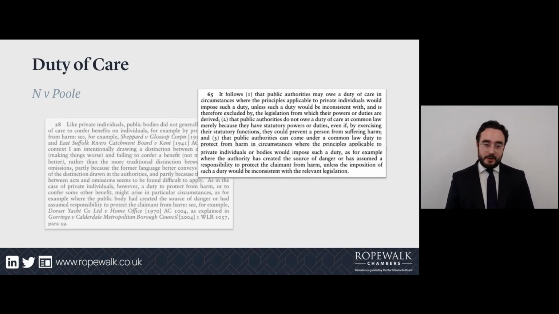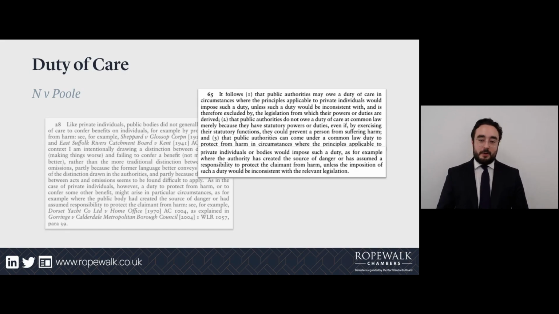And he, having conducted quite an extensive review of the authorities, concluded at paragraph 65 on the slide there, three points. First of all, public authorities may owe a duty of care in circumstances where the principles applicable to private individuals would impose such a duty, unless that would be inconsistent with or excluded by the legislation from which the public body derives its powers. Secondly, public authorities do not owe a duty merely because they have powers or duties in statute. And even if by exercising them they could have prevented the harm from occurring, that's not enough to give rise to a duty of care at common law.